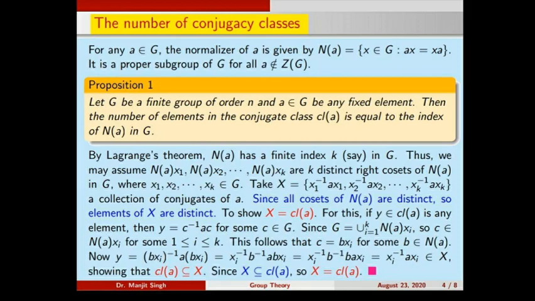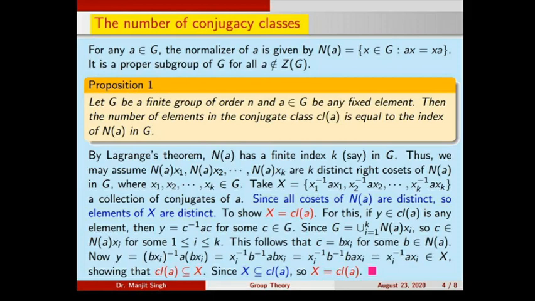There are some elements in G which constitute these cosets x1, x2, ..., xk. So now we can use these elements of G to form conjugate elements of A, and we collect all these elements in this set X, a collection of conjugate elements.